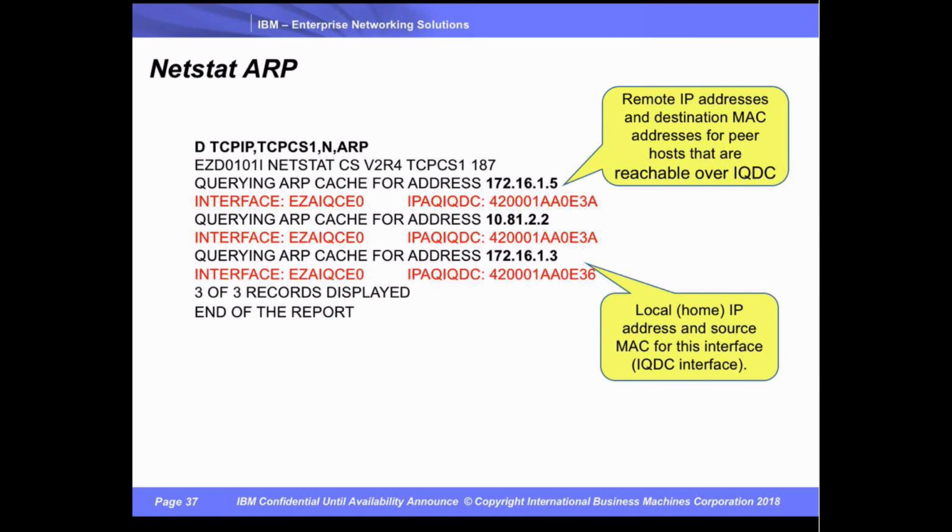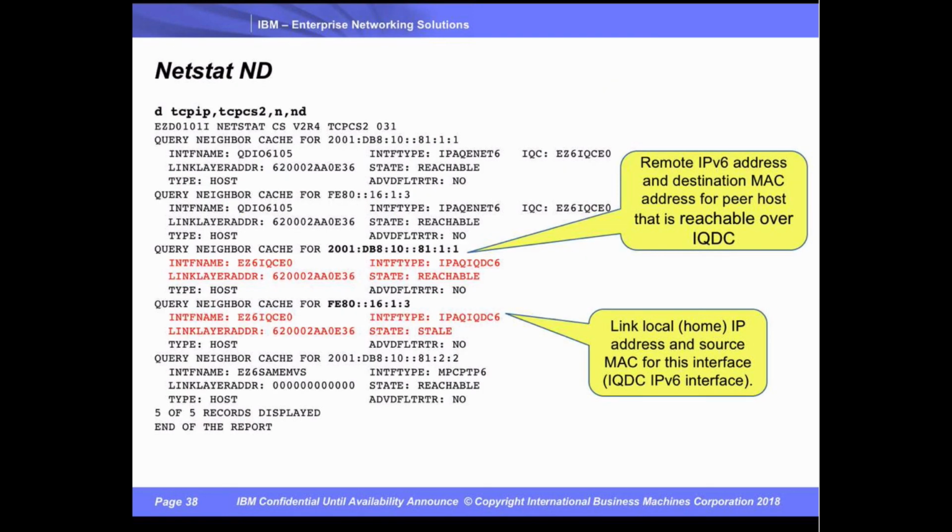So in this case, the remote IP address of 172.16.1.5 is resolved, and it's reachable over our local interface, EZA IQC EZ0, and then it shows you the MAC address of the remote link that we're sending it to. The very bottom entry, 172.16.1.3, is a local home IP address cache entry for our local interface. All right, moving on to slide 38. This is basically the same thing, except it's the neighbor discovery flows for the IPv6 configurations.